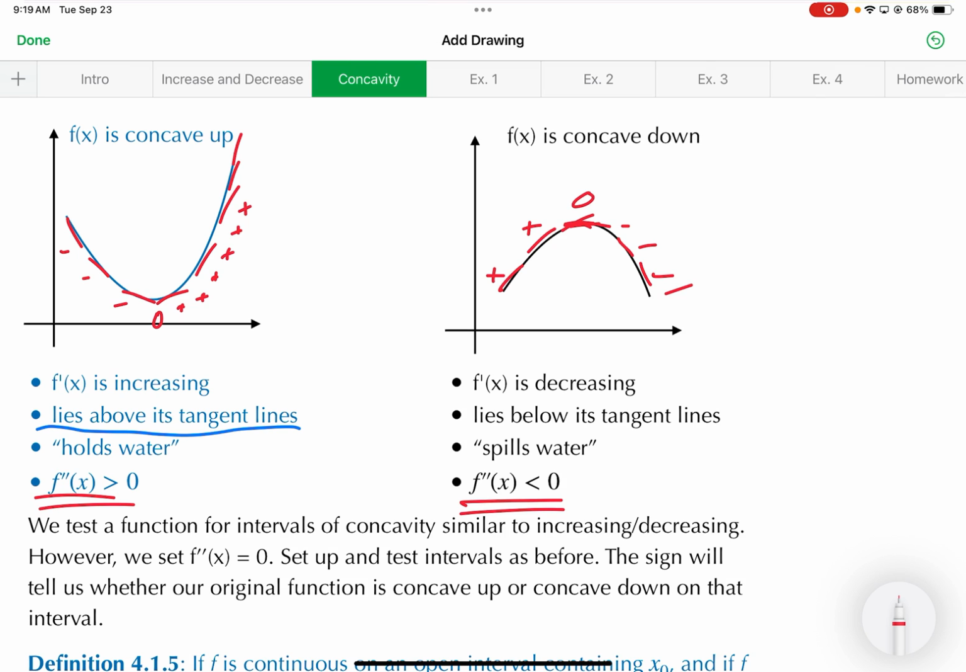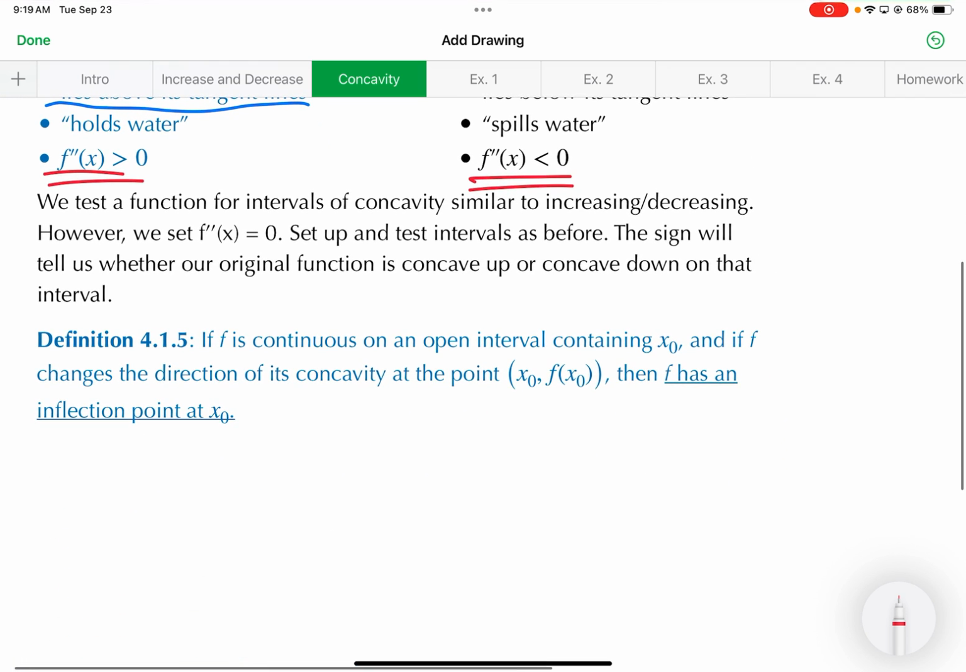Now, to test for concavity, pretty much the same method as testing for increase, decrease, except you take your second derivative and set it equal to 0, and then you set up intervals and you test those intervals, okay? So I want to show you what that looks like, okay? Now, when our function goes from increasing to decreasing, let's talk about what type of value we have on the graph.